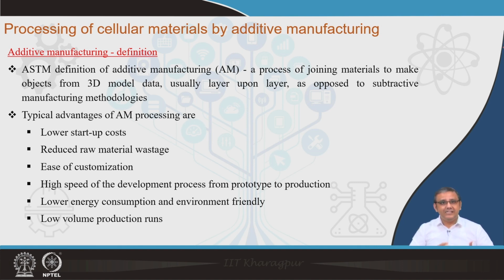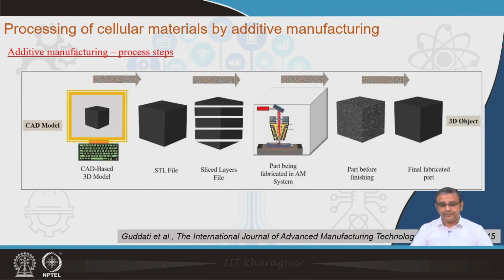And all these advantages have made additive manufacturing a very useful and powerful technique compared to current fabrication methods. There are also examples where cellular solids or porous materials are often fabricated these days using AM techniques. Again, the main flowchart involved in the AM fabrication process is shown over here.